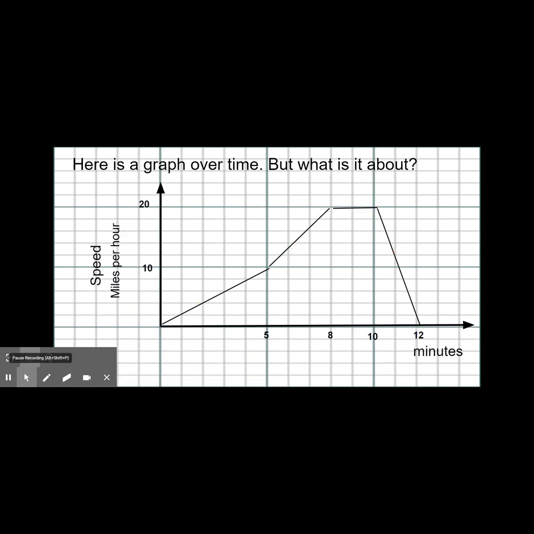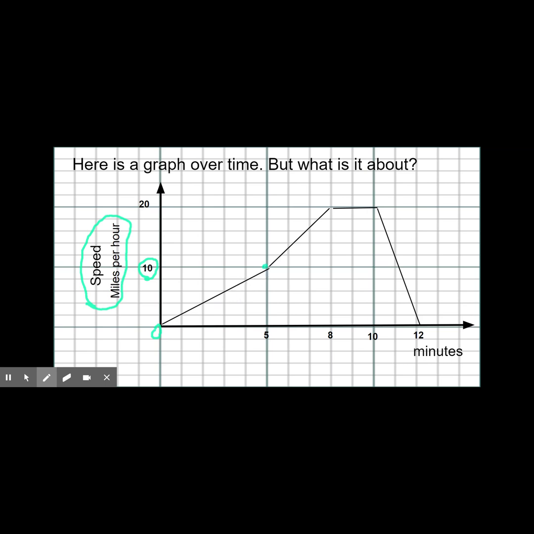Our next graph is over time, but now what is this about? Well, now if you notice, the y-axis is speed. This y-axis is telling us how many miles per hour this rider is riding. Again, the x-axis is minutes. So over the first 5 minutes of the ride, this person is accelerating from 0 miles per hour to 10 miles per hour. So we start from a dead stop and we slowly accelerate until we're riding at 10 miles per hour.